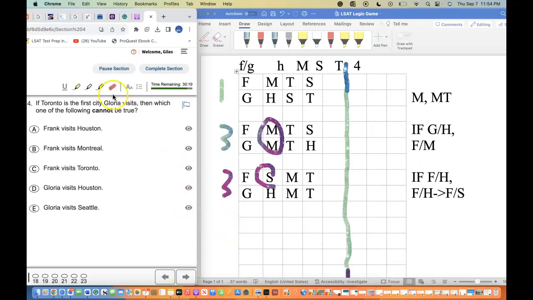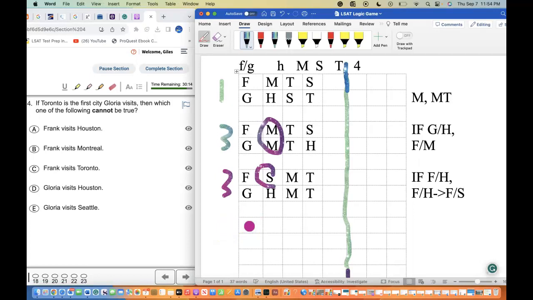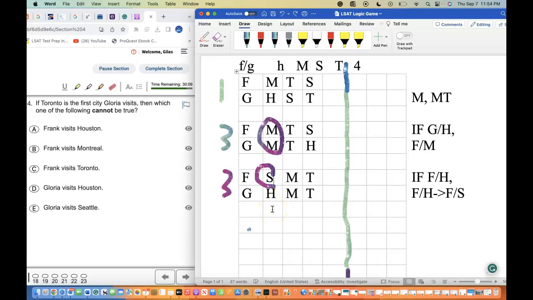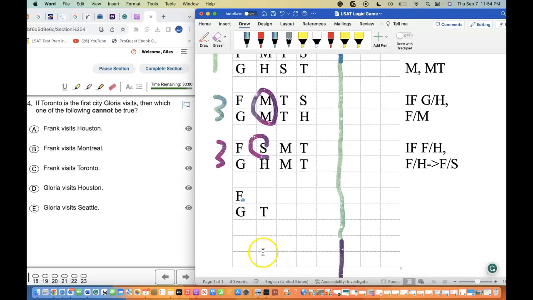Here comes question 4. If Toronto is the first city Gloria visits, so I put F here, G here, and then I'm going to put T as the first city. And I'm going to put another F here, another G here, and I'm going to put T symbolizing the first city. Which of them cannot be true?